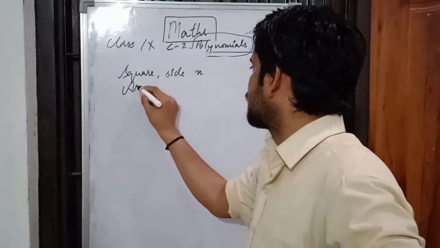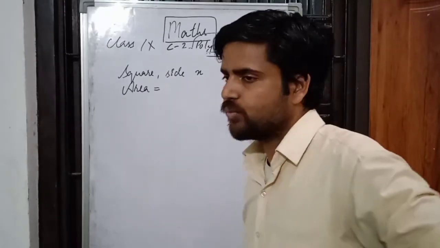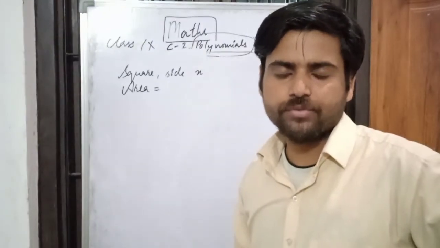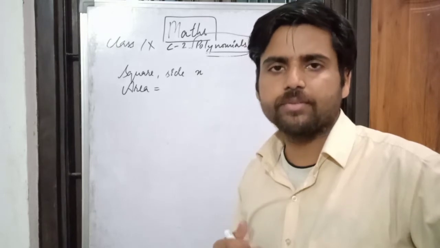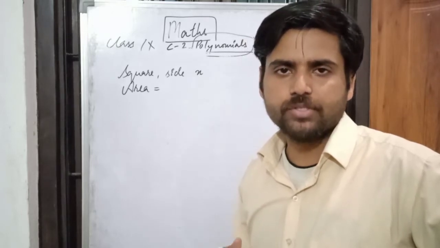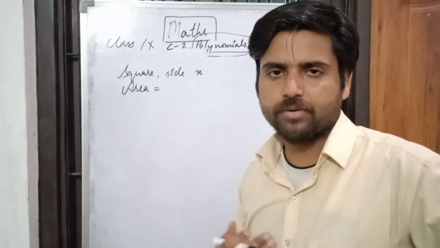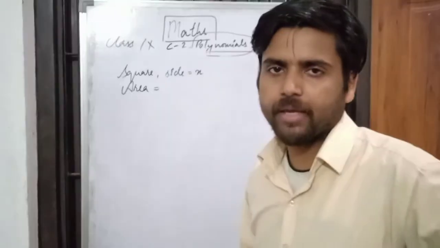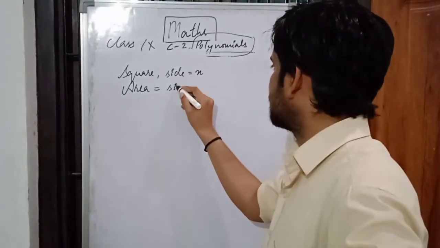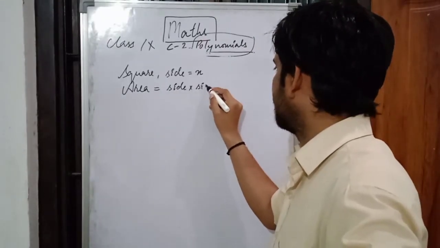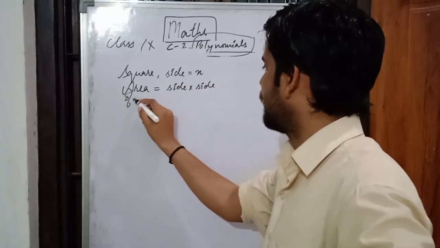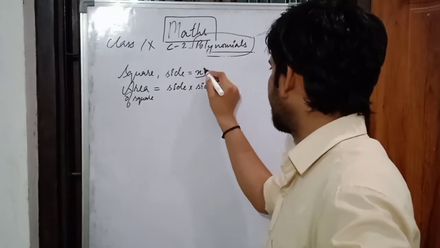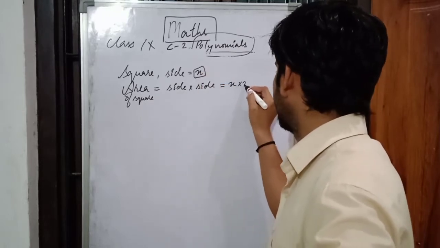Now if I ask you what is the area of this square whose side is x. In class 6, 7th and 8th you have studied this formula. Area of a square is what? Side into side. Here what side have I assumed? X. So area is given as side into side. Area of square, so side into side means x into x.